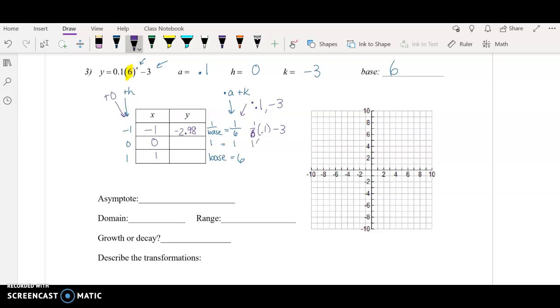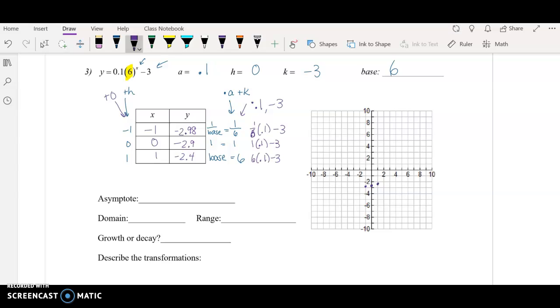For the next one, we're going to take 1 and we're going to multiply it by 0.1 and then subtract 3. And so if we multiply by 0.1 and then subtract 3, it's going to be -2.9. And for our last one, we're going to multiply 6 by 0.1 and subtract 3. And if we multiply those by 0.1 and subtract 3, we're going to have -2.4. So we can go ahead and graph those: -1, -2.98; 0, -2.9; and 1, -2.4.